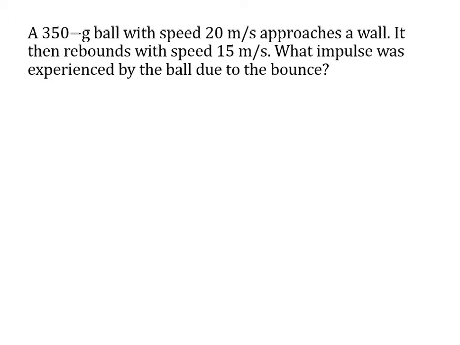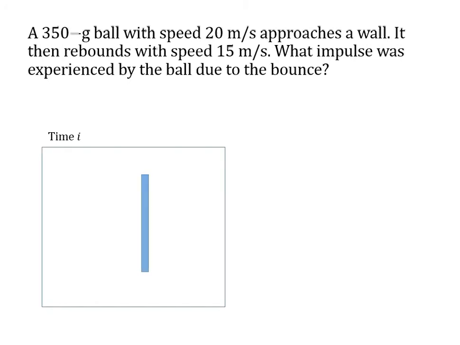Well, here we have an initial time and a final time situation, and we're going to draw the pictures separately. At the initial time, here we have the wall, and the ball is approaching. I'm going to let the ball approach from the right. The ball is approaching, and has a mass of M, 350 grams. Right in the instant before it hits the wall, its speed is 20 meters per second.